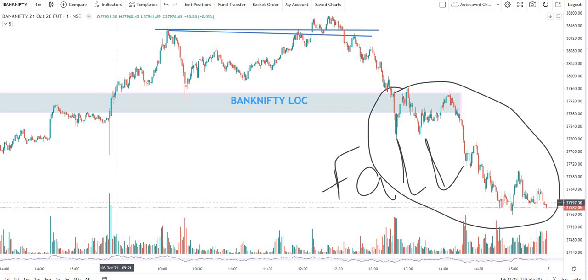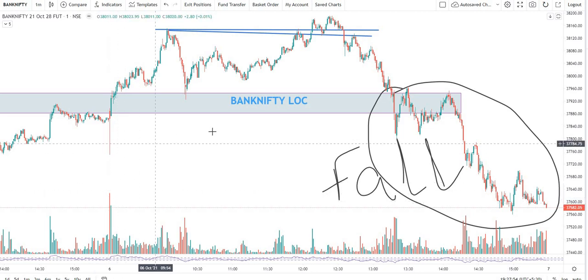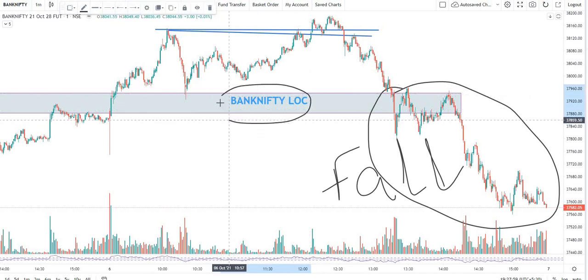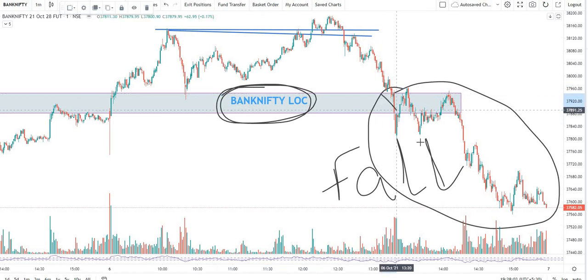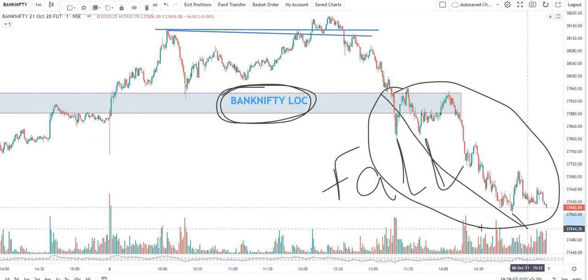Hello, welcome. In this video, I am trying to clarify once again what I made in my previous video about this 1 minute breakout pattern. I have shared a couple of times with you in live trading also how it is working. Today also I shared, by drawing this Bank Nifty LOC, that once this LOC is broken, you see there is a good fall.